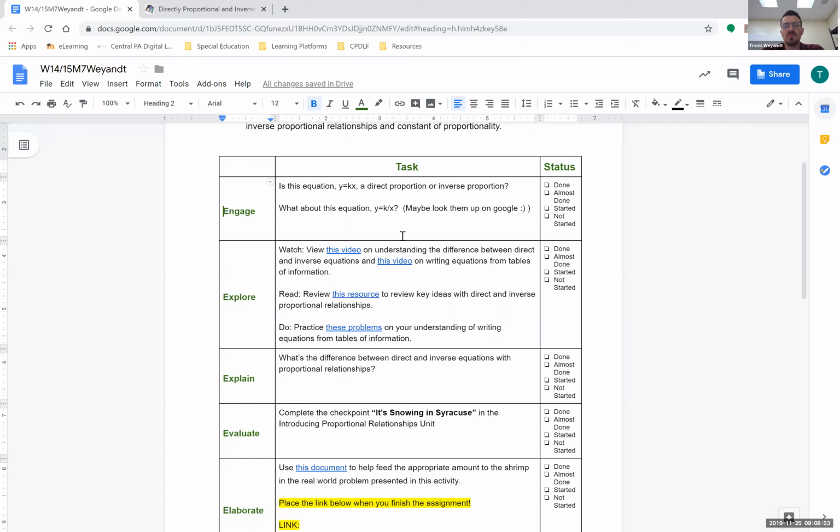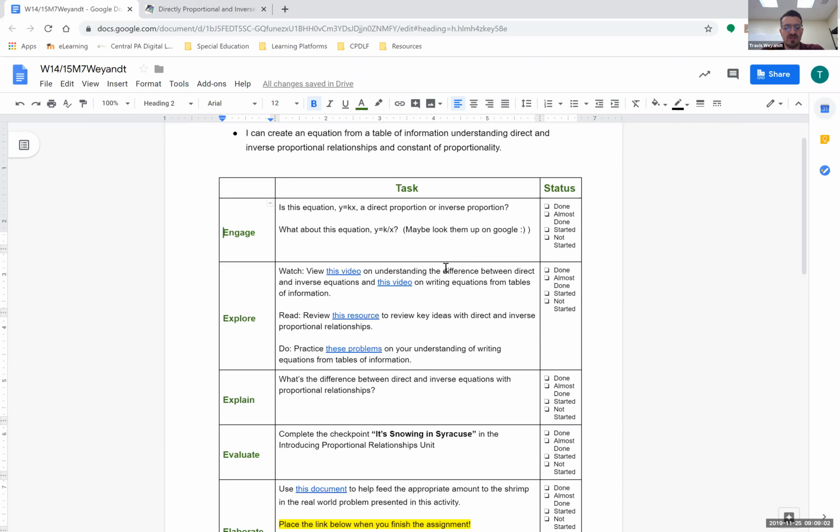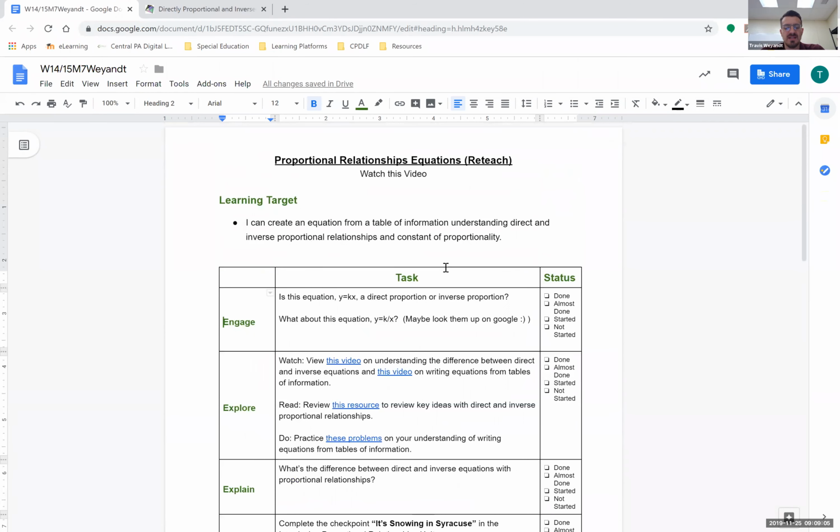Hopefully this has helped you better understand this idea of equations, and you can use this understanding to help you through the rest of these checkpoints. I advise you to use this lesson as an enhancement of your learning, and hopefully this reteach lesson will help you continue to work through the unit and finish it. If you have any questions, please let me know. And again, at the end of this lesson, my goal for you is to confidently say, I can create an equation from a table of information by understanding direct and inverse proportional relationships and the constant of proportionality.